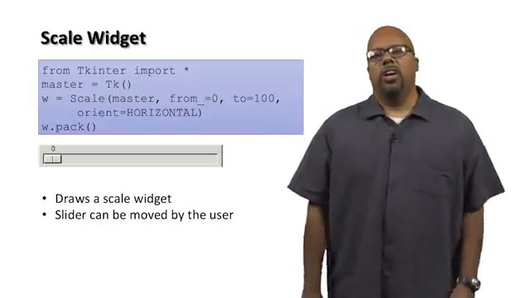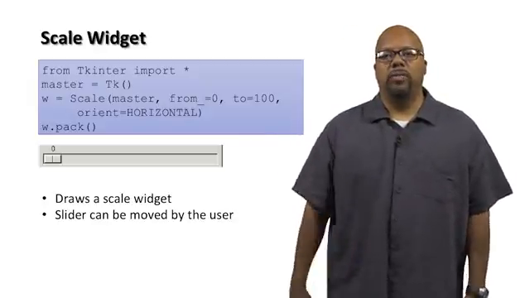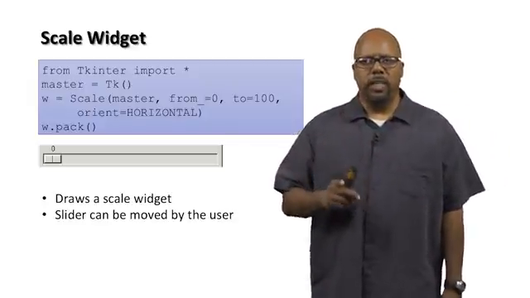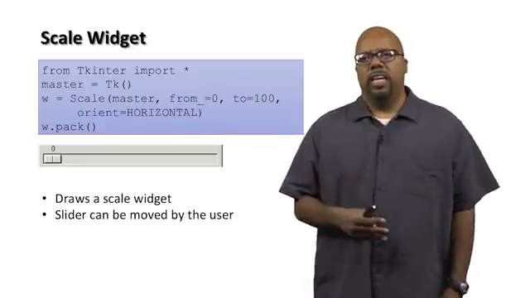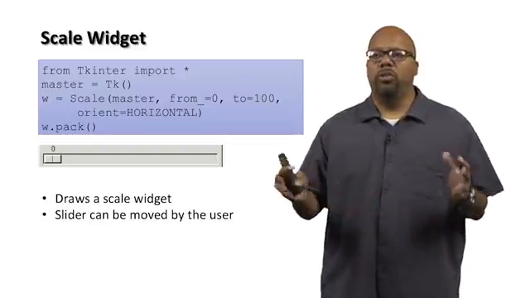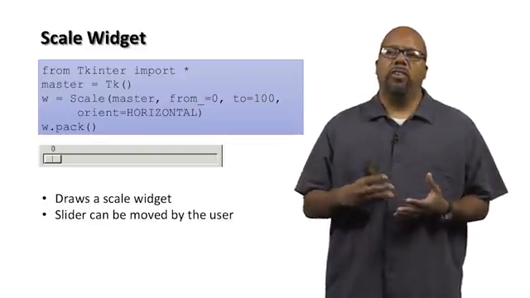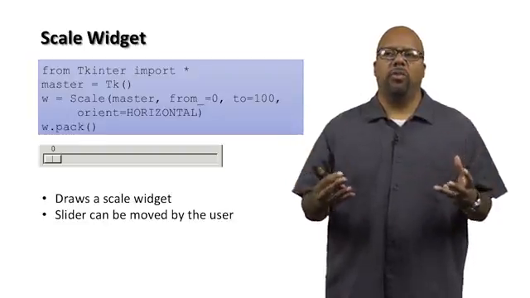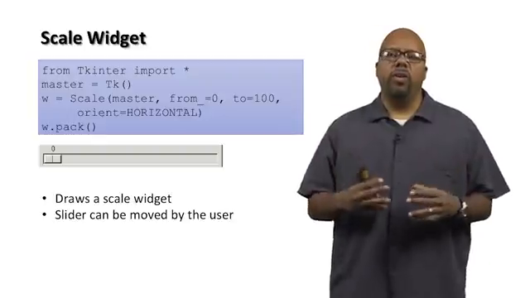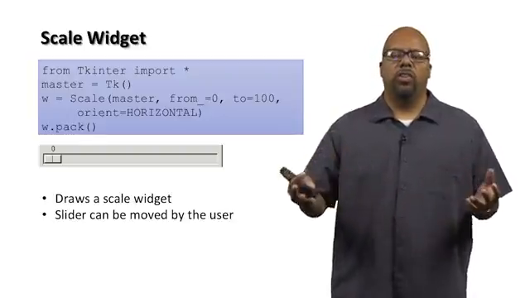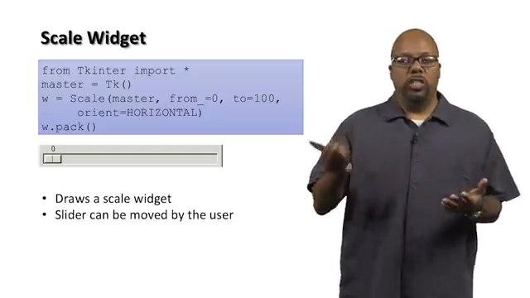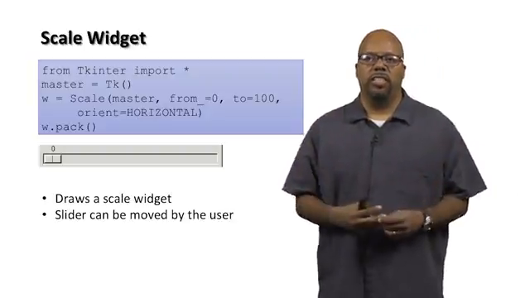So here's our small example using a scale widget. A scale widget is basically that slider that you see right there. It's called a scale in tkinter. Our program to generate that starts off with from tkinter import *. Master equals Tk() creates the master window, or the root window, whatever you want to call it. Then we create the scale: w equals Scale. We call this function, and it returns w, the object that represents that scale.